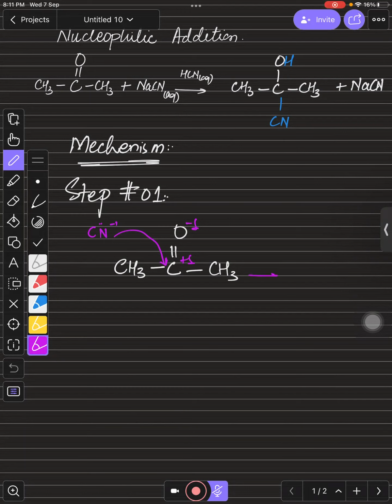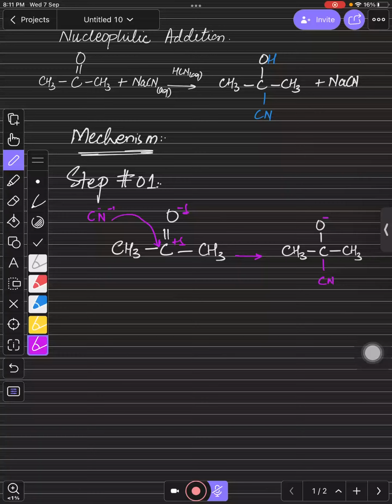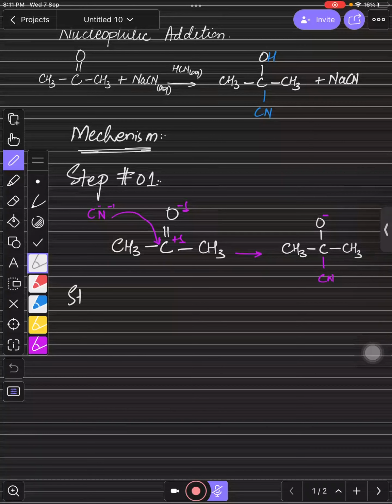And in the next step you will see what? आप देखोगे कि डबल बॉन्ड टूट जाएगा. By the breakage of this double bond, यहाँ पर आपके पास डबल बॉन्ड टूट गया, ठीक है ना? यहाँ पर cyanide या nitrile attached हो गया. Due to the lack of electrons, oxygen becomes negative. And in step number 2, this negative oxygen will attack HCN, right?